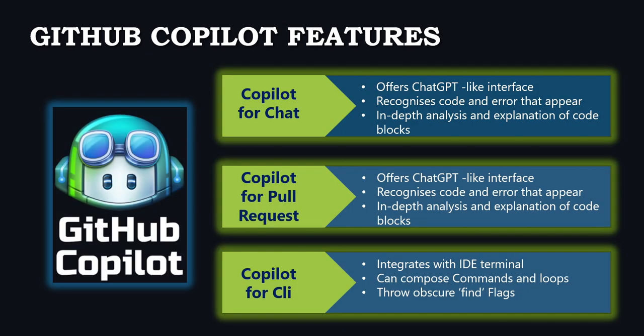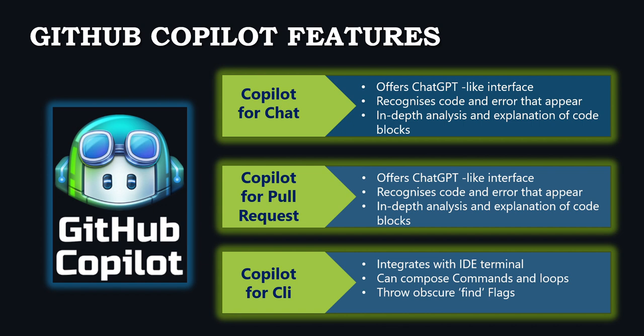Now let's explore some of the features of GitHub Copilot. GitHub Copilot comes with a variety of features that are tailored to assist developers in different areas of the development workflow. So let's quickly go through some of them. GitHub Copilot Chat provides a ChatGPT-like interface for coding assistance. It recognizes errors in the code and provides real-time suggestions. It also explains complex code blocks in depth.